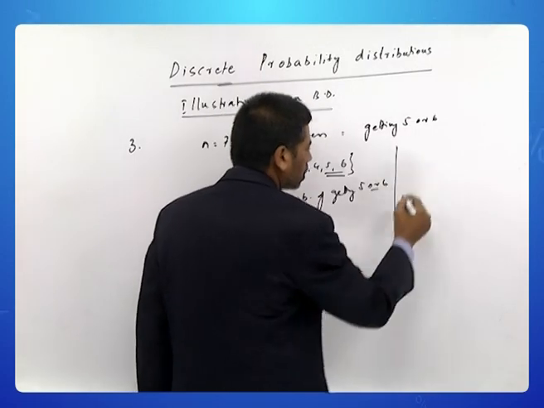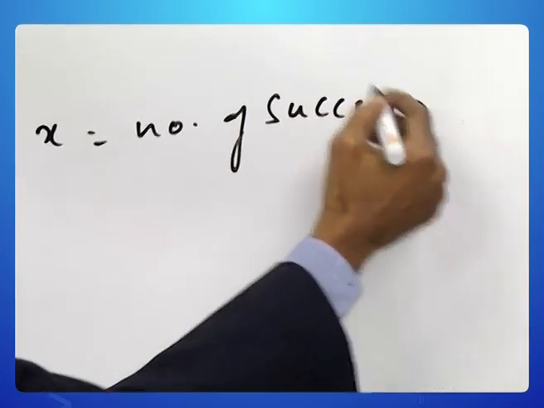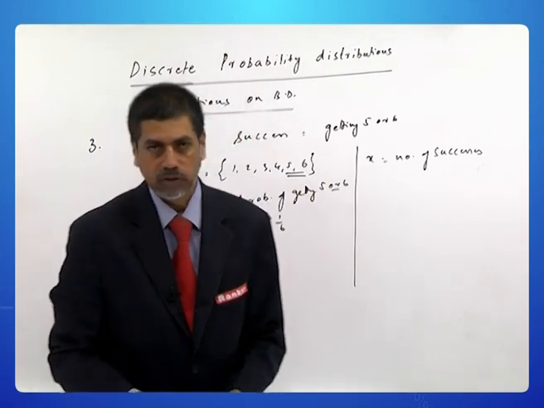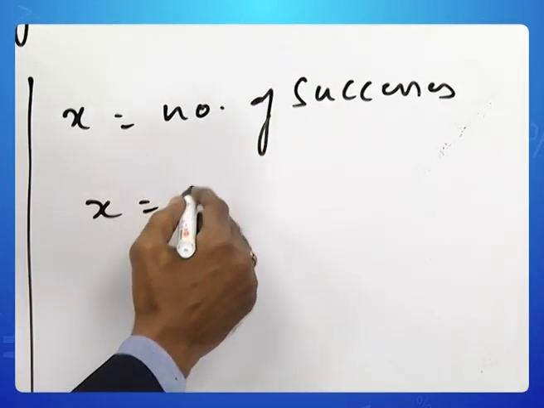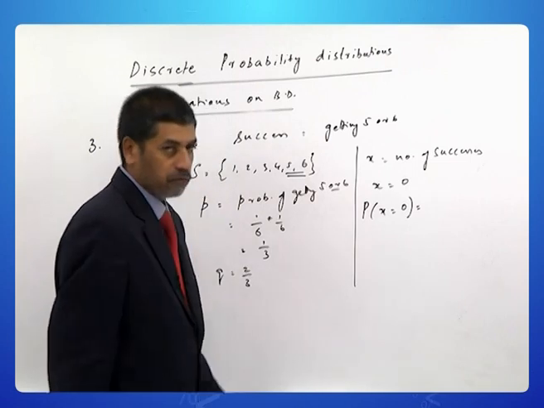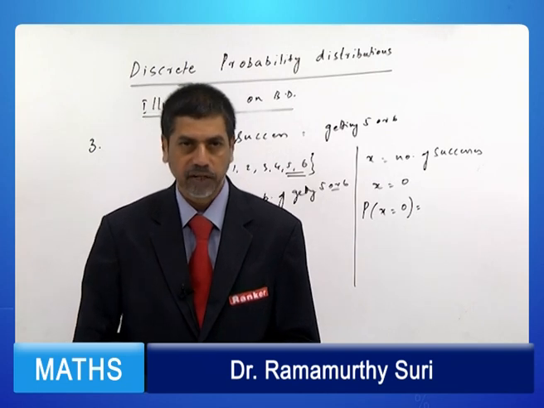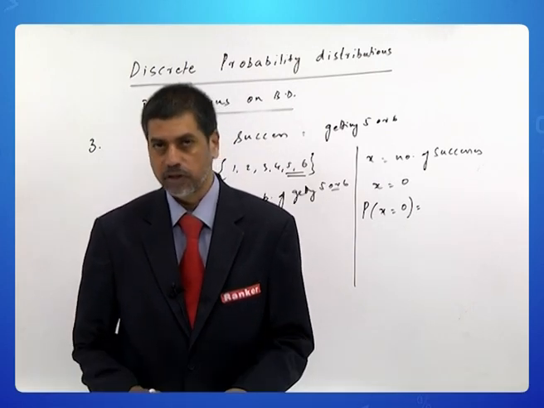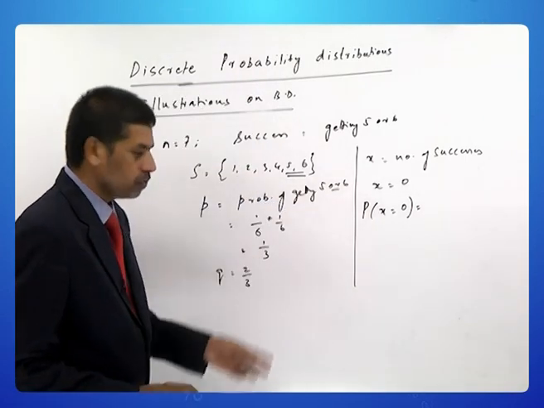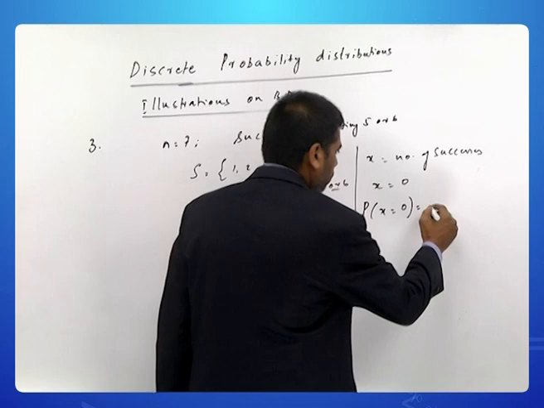Now, if you say x is the number of successes, this question says not getting 5 or 6 even once. That means in this problem x is 0. So the question is to estimate the probability of 0 successes. Whether we can go for the binomial distribution to estimate the probability is the decision we have to take. Yes, because n is only 7, it has not exceeded 30, and p is 1 by 3, which is not small, it's about 30% possibility. So we can go for the binomial distribution.